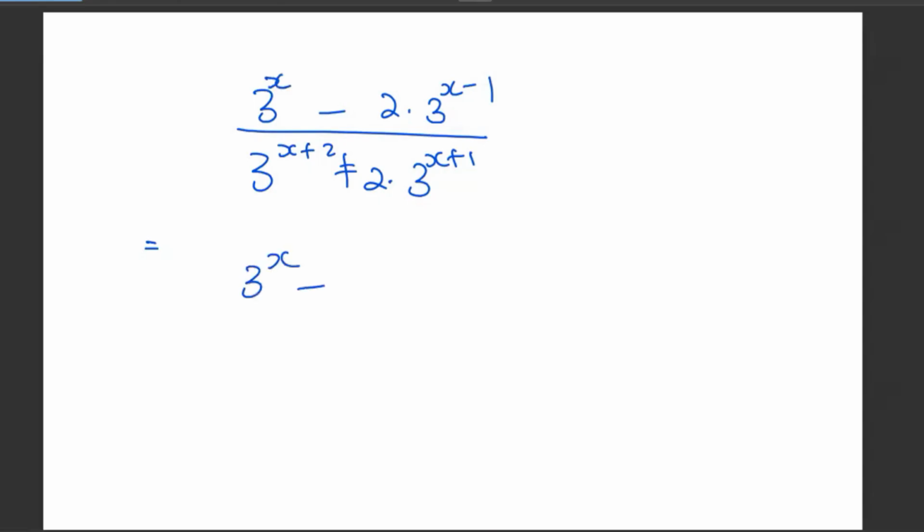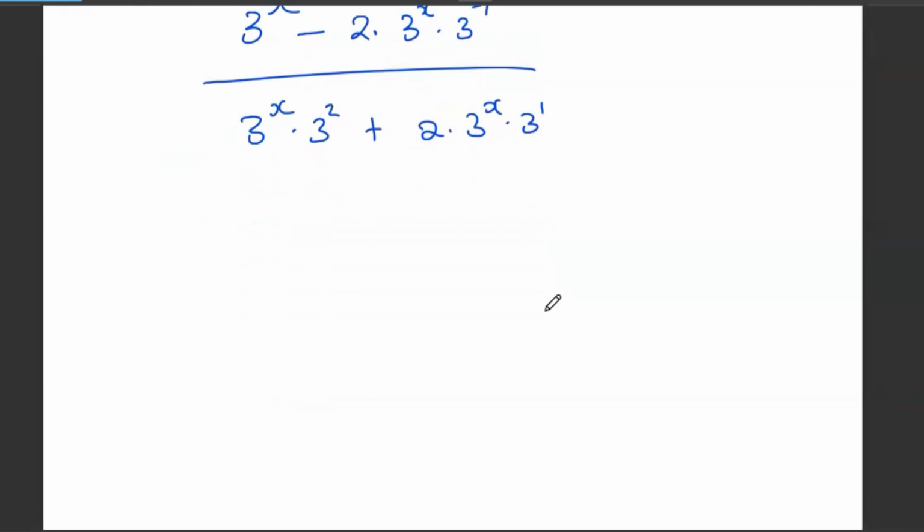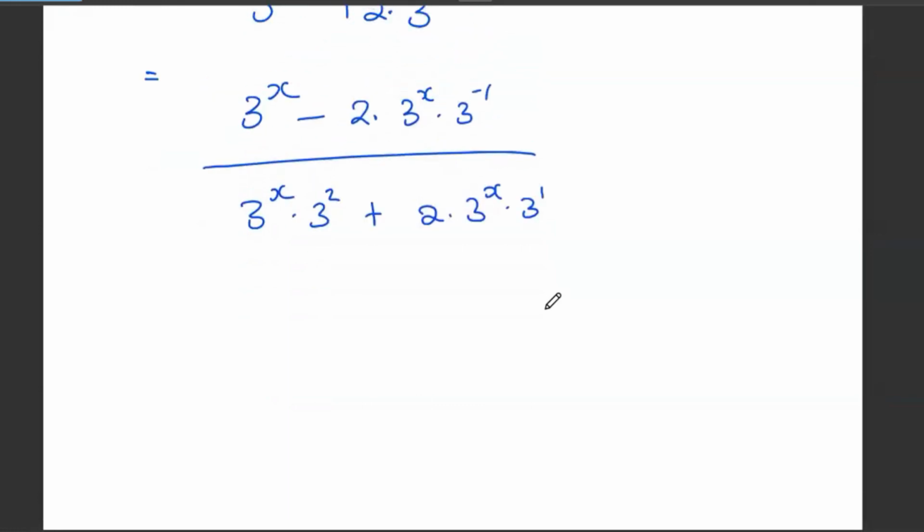When I simplify that, that's going to be 3^x minus 2 times 3^x times 3 to the negative 1, over 3^x times 3 to the 2 plus 2 times 3^x times 3 to the 1. Remember, I'm using the first law of multiplication to do this breakdown. So what is common is 3 to the x. When this goes, I have a 1 minus. I've taken out this, meaning that I'm going to be left with 2 over 3.